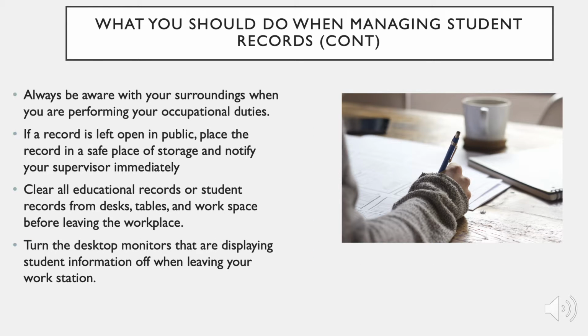Lastly, always be aware of your surroundings when you are performing your occupational duties. If you see that there is a record containing student information that was left open in public, place the record in a suitable place of storage and notify your supervisor immediately about the incident. Be sure to clear all education records from desks, tables, and your work environment before leaving the workplace. Turn the desktop monitors that are displaying student information off as well. Following these record management strategies and measures in your workplace on a daily basis will allow you to fully comply with FERPA in a higher education setting.